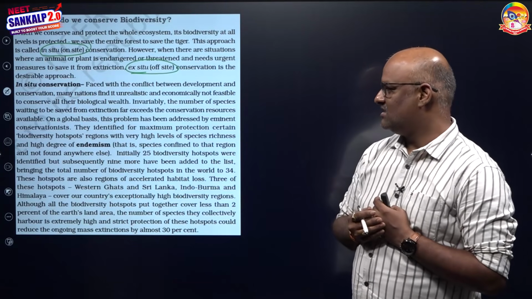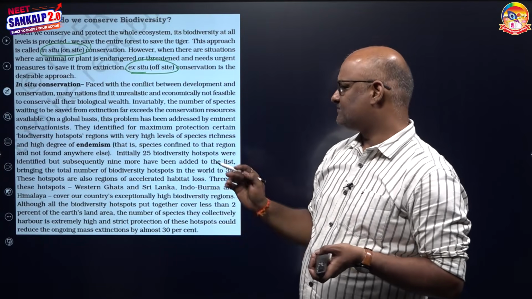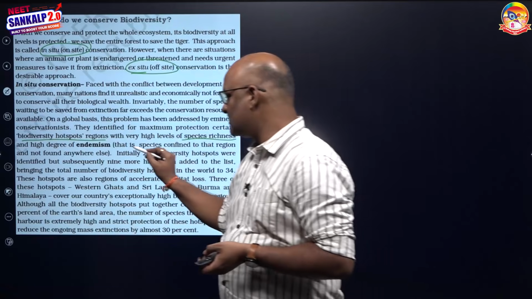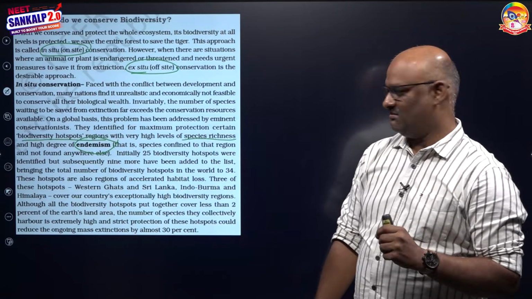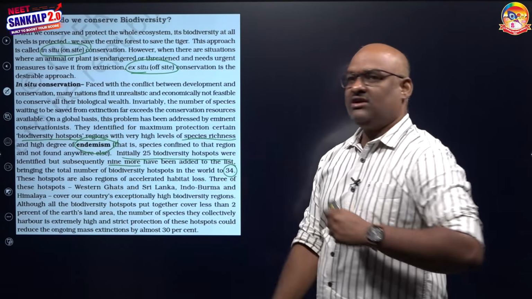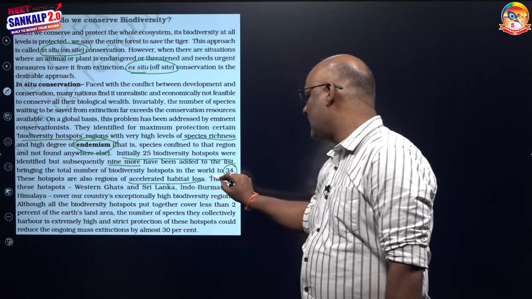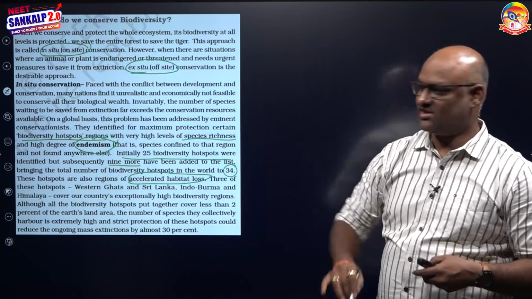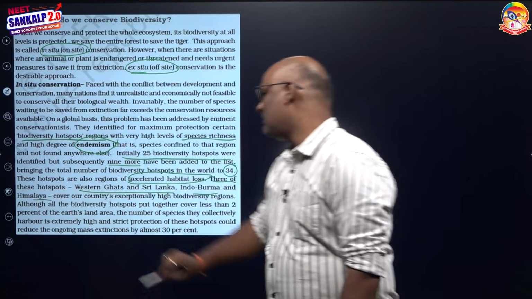When it comes to in situ conservation, first we are discussing the biodiversity hotspots. What are biodiversity hotspots? Biodiversity hotspots are regions with very high levels of species richness and a very high degree of endemism. What is endemism? Species confined to a particular area is called endemism. Initially there were 25 biodiversity hotspots, but 9 were newly added, now totaling 34 biodiversity hotspots around the world. These hotspots are also areas of accelerated habitat loss, because good diversity has been found here, so humans obviously go and destroy it. Okay. Then 3 of these hotspots are around India: the Western Ghats and Sri Lanka, Indo-Burma and the Himalaya cover our country's biodiversity.